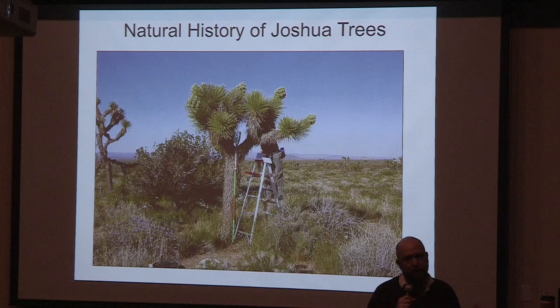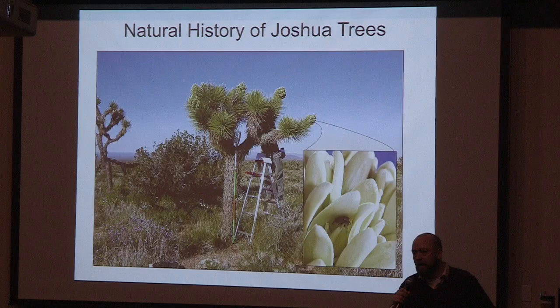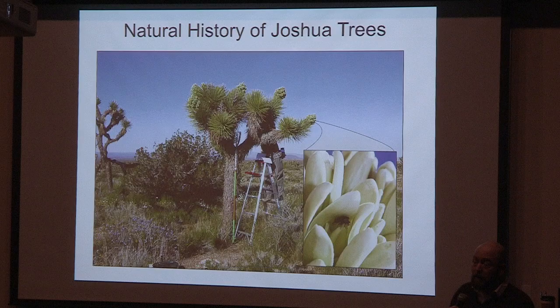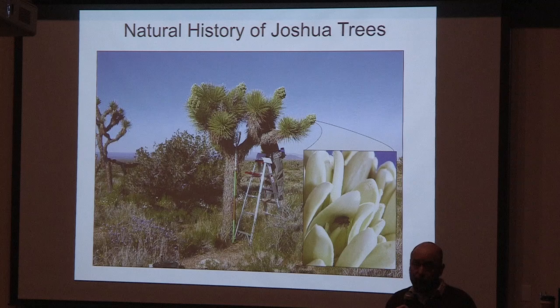The reason I'm interested in them is because of pollination, you could have guessed. And it turns out that Joshua trees, actually like all yuccas, and in the past we've recognized this as the species Yucca brevifolia. Brevifolia means short leaves. Like all yuccas, Joshua trees are pollinated exclusively by insects called yucca moths.